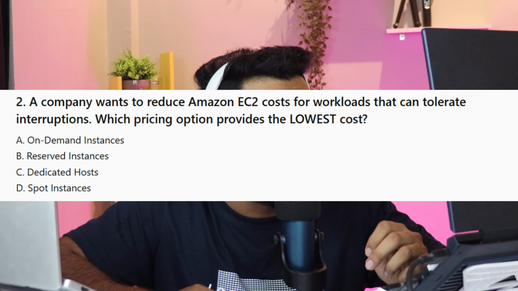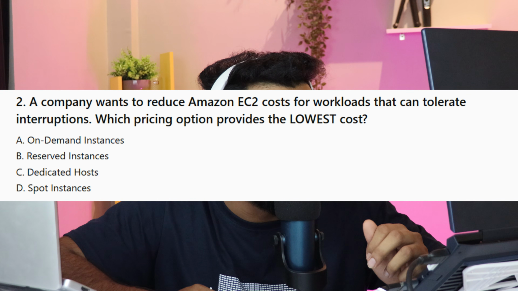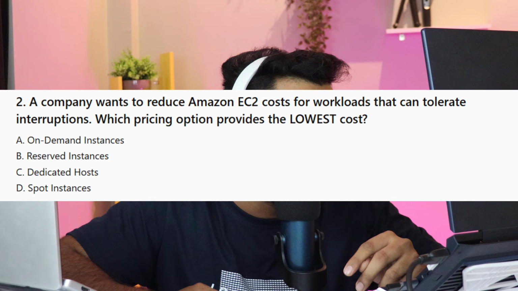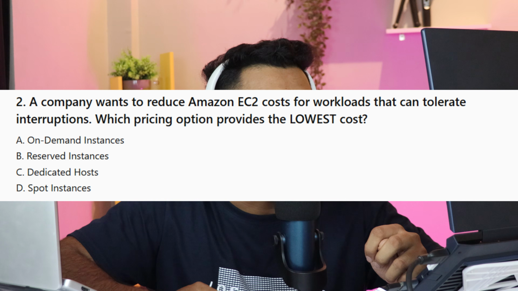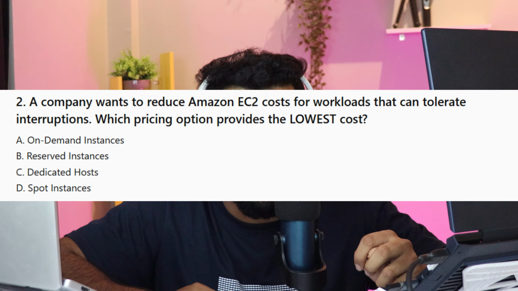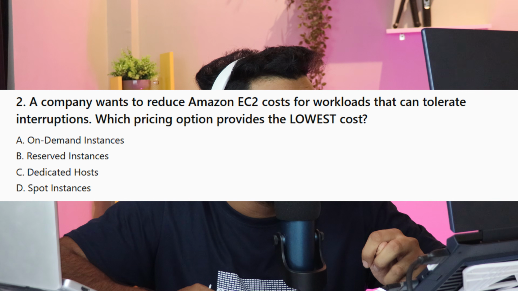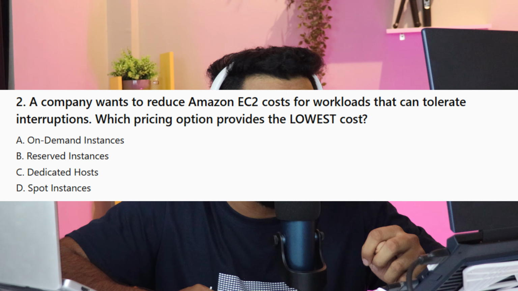So question number two: a company wants to reduce Amazon EC2 cost for workloads that can tolerate interruption. Which pricing option provides the lowest cost? Let's go for the options now. Option A, on-demand instances. Option B, reserved instances. Option C, dedicated host. Option D, spot instance.